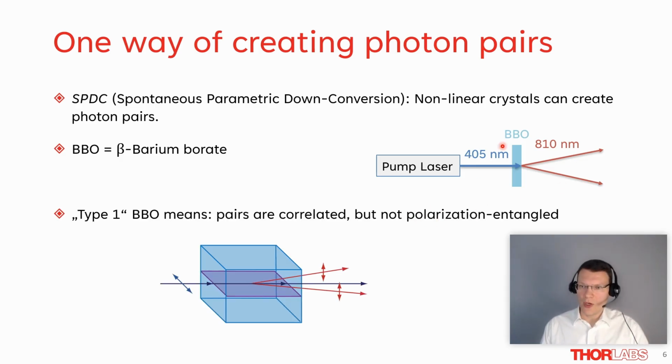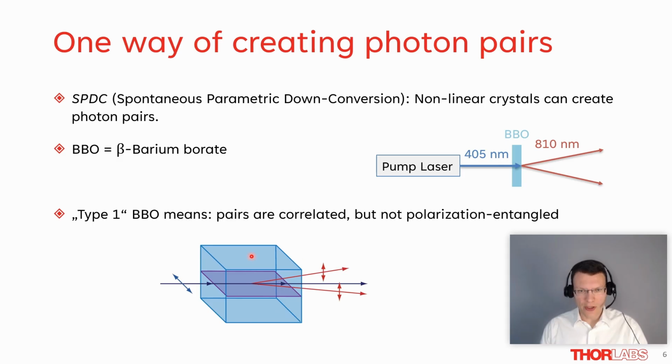Now, the BBO that we're talking about today is so-called type 1, which means we're generating correlated pairs, not yet polarization entangled pairs. We come to that later. And correlated is basically just a fancy way of saying it's a pair. Now, let's look at this in a little bit more detail.